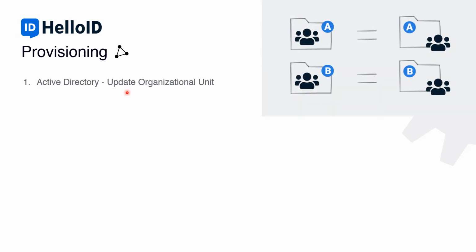Okay, last module, provisioning, with 8 new options. We already had the option to manage OUs, but now you also have it for update. So if a person is being updated, for example with a new department or job title, and that has an effect on the location of that person in the Active Directory OU structure, you can move that user to the correct OU.